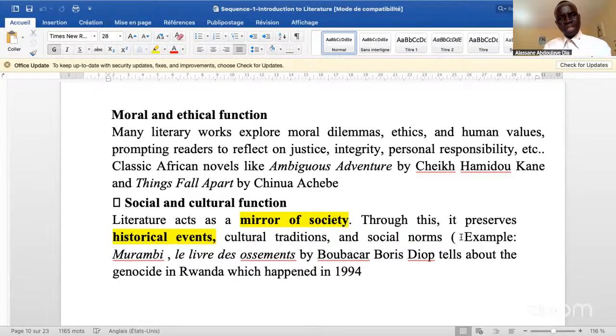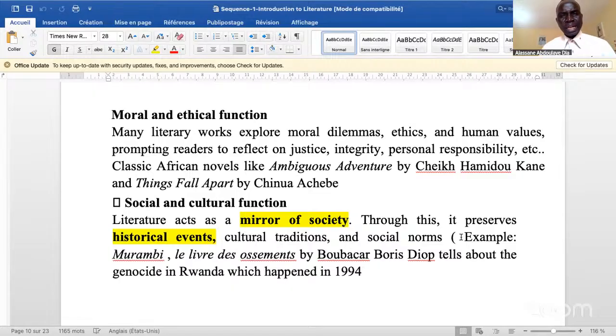There are so many novels that tell about social life: So Long a Letter, or Xala by Ousmane Sembène, and other things, or Le Revenant, L'Appel des Arènes by Aminata Sow Fall, La Collégienne of Marouba Fall. They tell about it. So this means that literature preserves historical events, cultural traditions, and social norms. I told you about this beautiful book by Boubacar Boris Diop, who is Senegalese, Murambi, Le Livre des ossements. This book tells about the genocide in Rwanda, which happened in 1994. You were not born. But this is a book that shows a kind of cultural trauma, a historical trauma.